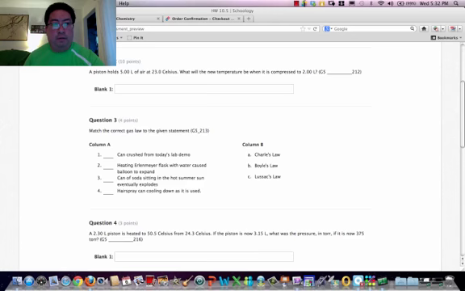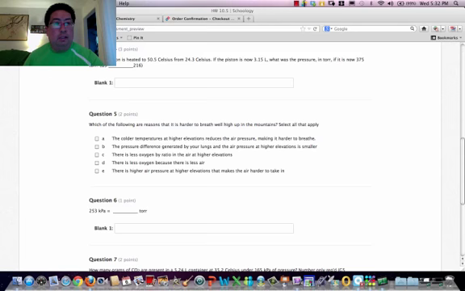Moving on to number 4. So for number 4 here, we have the 2.3 liter piston. That's V1. This is T1, so 50.5 Celsius, and this is T2 because it heated from this to this. If this is the piston at this kind of idea, so this is what V2 is.